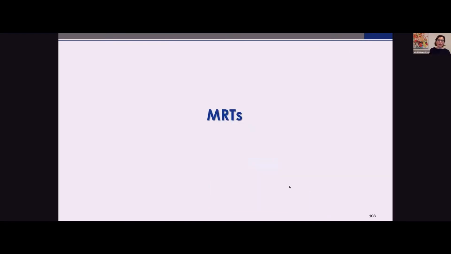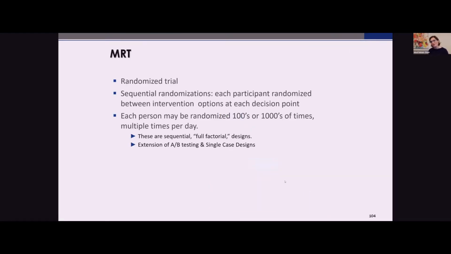Okay, so what are micro-randomized trials or MRTs? Again, they are just randomized trials. That's all they are. But again, they're special because they include sequential randomization. Just like a SMART, in a micro-randomized trial, the same participant can get randomized multiple times in the course of the trial. But micro-randomized trials are different from SMARTs because the same participant can get randomized multiple times a day, hundreds and thousands of times in the course of the trial.